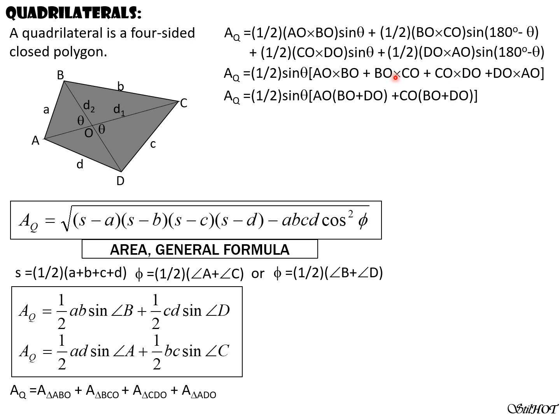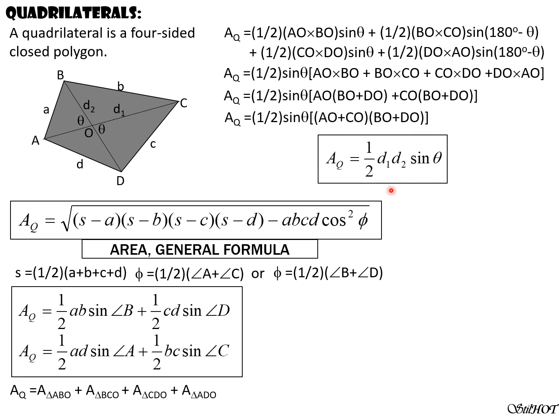Then for these two terms, the middle term CO is common, then BO plus DO. Factor out BO plus DO, so the area of the quadrilateral is 1/2 sine theta times quantity AO plus CO times quantity BO plus DO. And we note that AO plus CO is diagonal 1, while BO plus DO is diagonal 2. So it is 1/2 the product of the diagonals times the sine of the angle between the diagonals. That's the area of the quadrilateral.